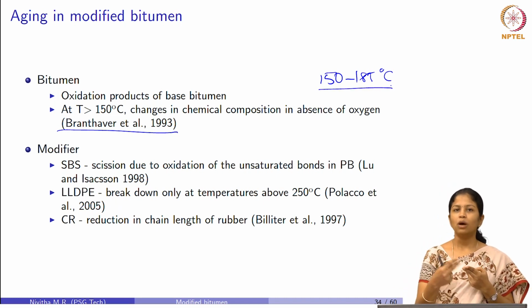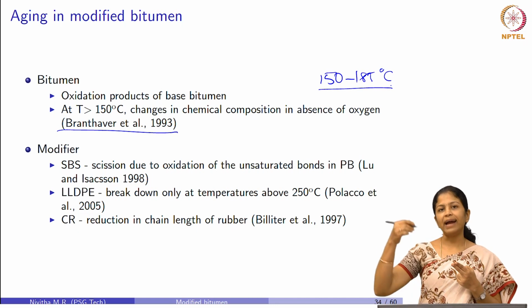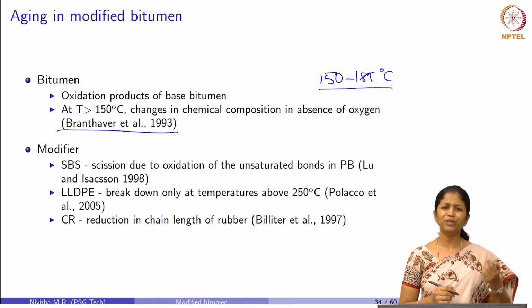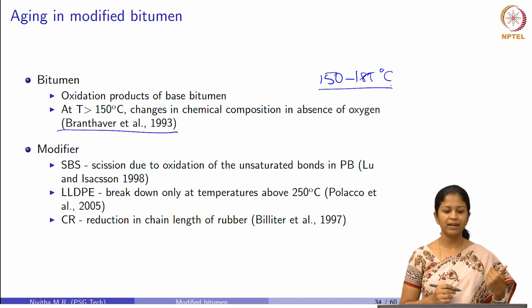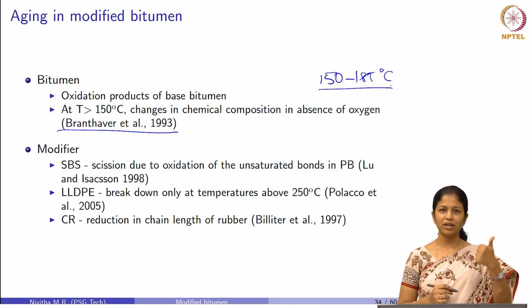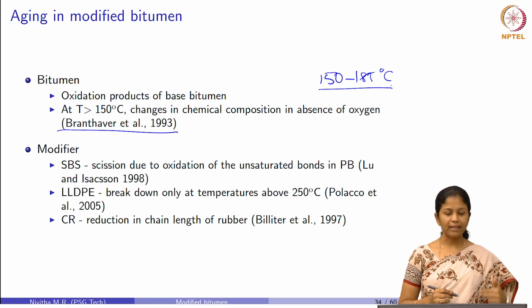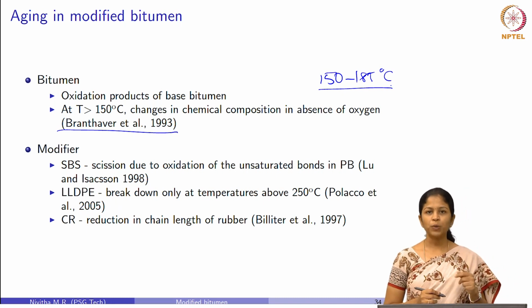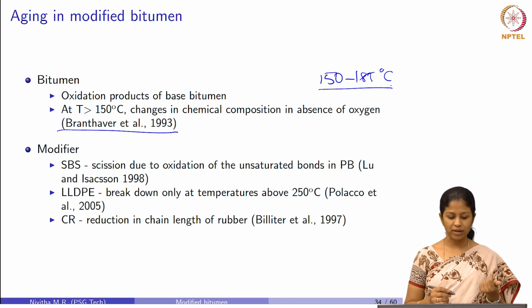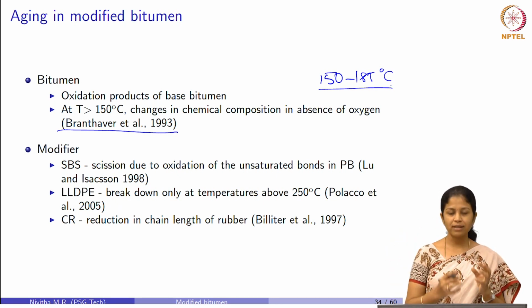The second one is what happens to the modifier at high temperatures. There is some literature available in this regard and I have just put it under three heads. One is for SBS, the second one is for linear low density polyethylene and the third one is for crumb rubber. In SBS, what people have reported is that at high temperatures there is scission.